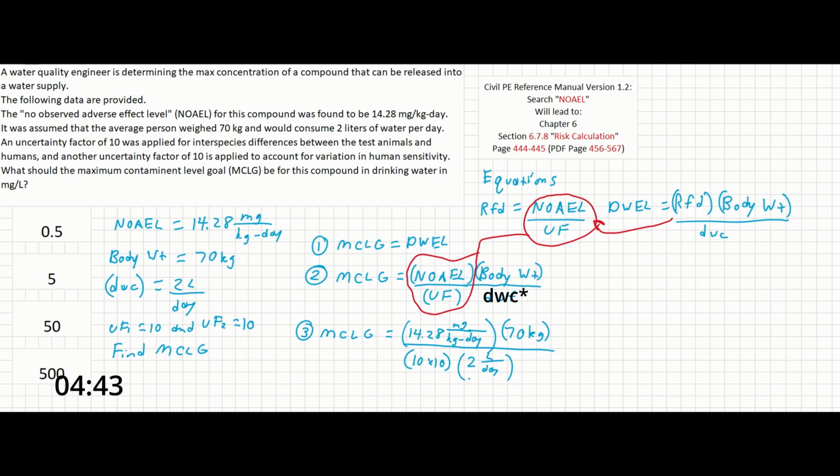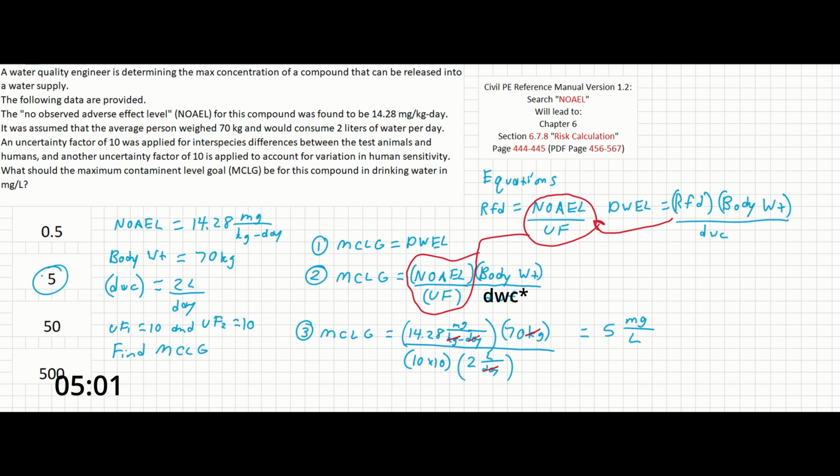And if we solve this out, first of all, we can cancel some units to determine that we're in the right units still. And we can see here that the end result is milligrams per liter, and our answer is just about 5, which we can see is one of our answers over here.